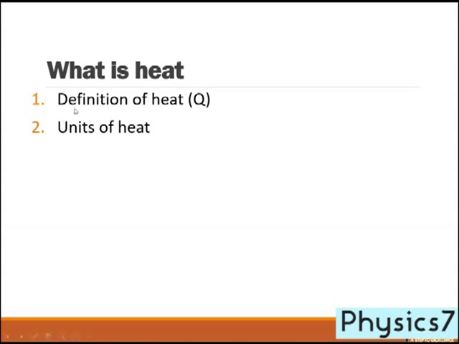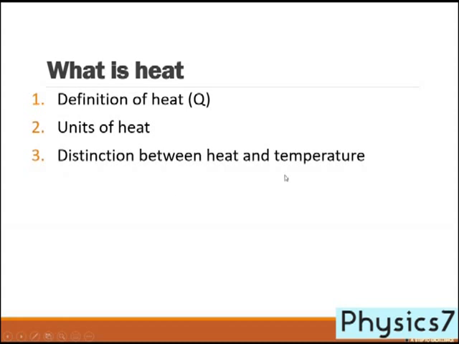We also need to understand the units of heat. We also need to be able to distinguish between heat and temperature. And this is something that a lot of students tend to mix up. Heat and temperature are actually different in terms of what they represent and in terms of their definition.